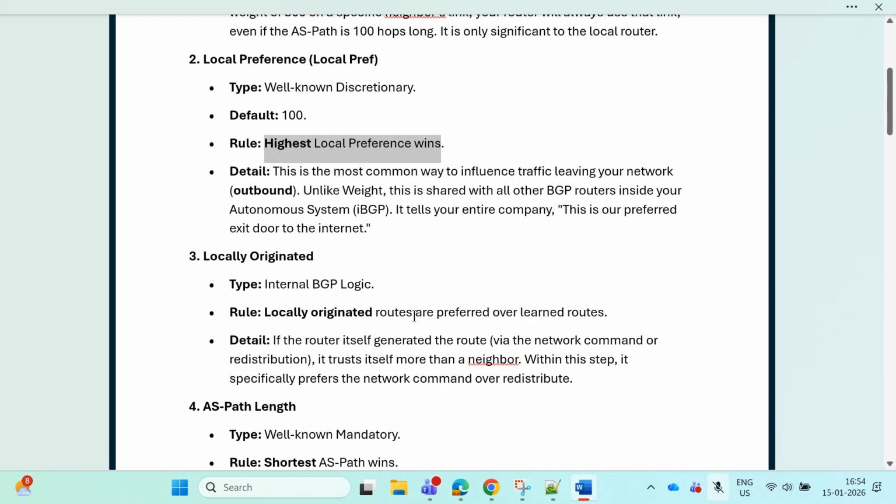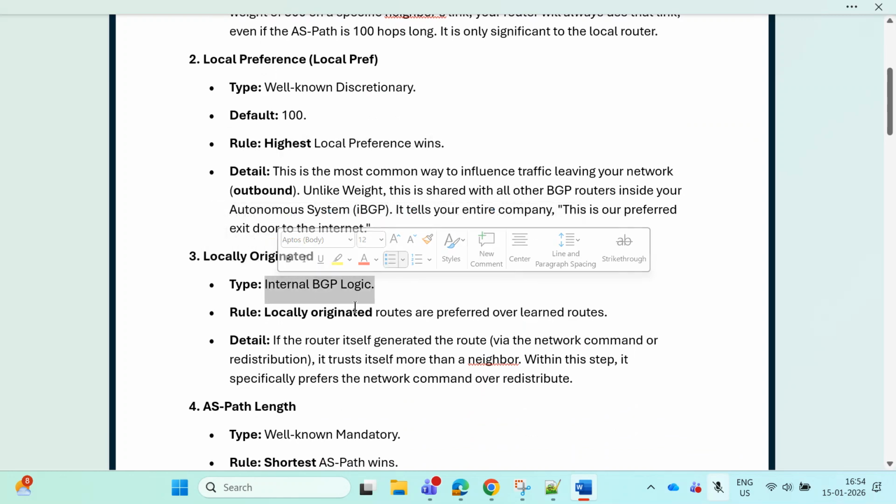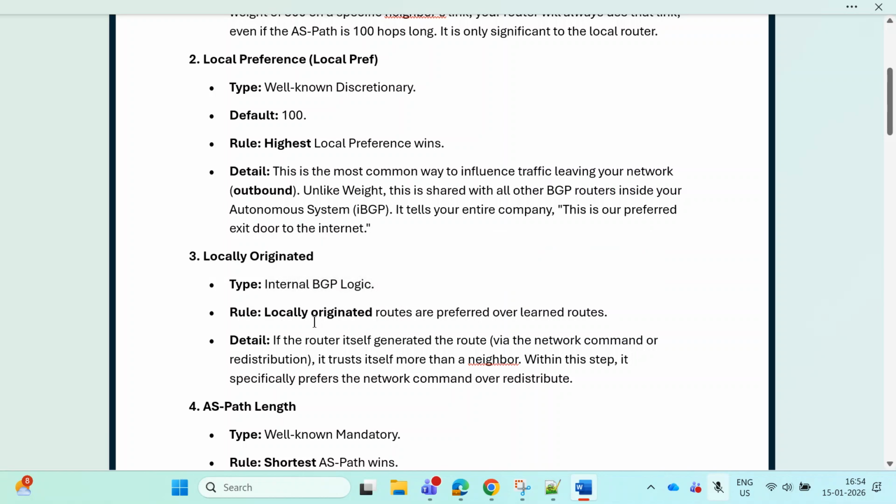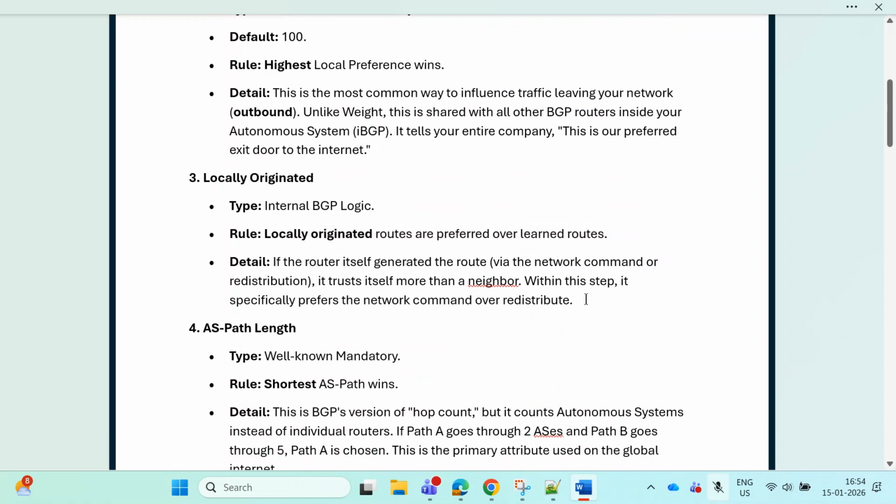And what does locally originated mean? Let's read it out. Internal BGP logic, right? Locally originated routes are preferred over learned routes. So what does a local route mean? In the command, when you see the route table, whatever is marked i represents the locally originated route. If the router itself generated the route, you can say via the network command.